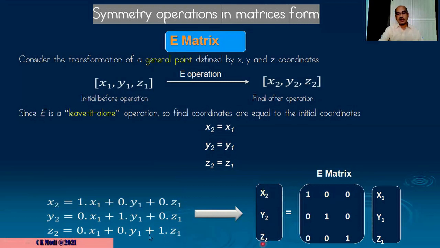So x2, y2, z2 in terms of a matrix. We are getting the new matrix 1, 0, 0; 0, 1, 0; and 0, 0, 1, multiplied by x1, y1 and z1. So this is the final E matrix. What is the value of the E matrix? The E matrix value is 1, 0, 0, 0, 1, 0 and 0, 0, 1.